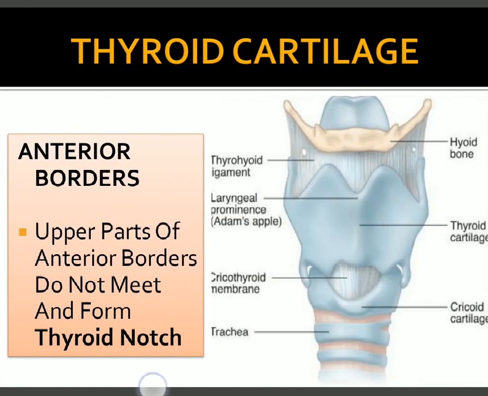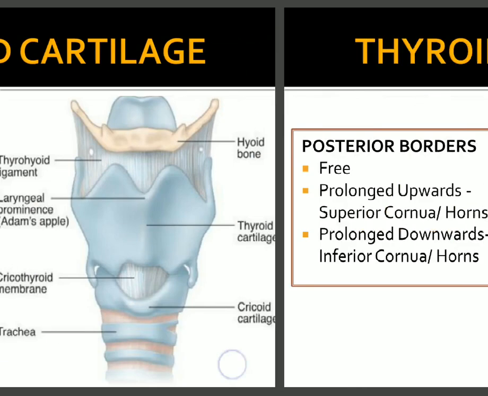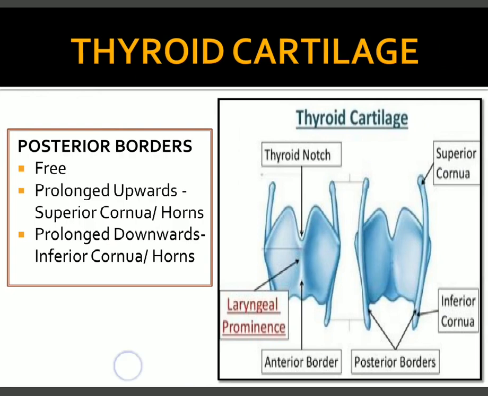So the upper parts, they are not fused, they do not meet, and they form a thyroid notch. So the lower parts form the laryngeal prominence and the upper parts form the thyroid notch. Posterior border is free. This is the posterior border. This border is free. This is the anterior border. This entire part is the anterior border and this is the posterior border.